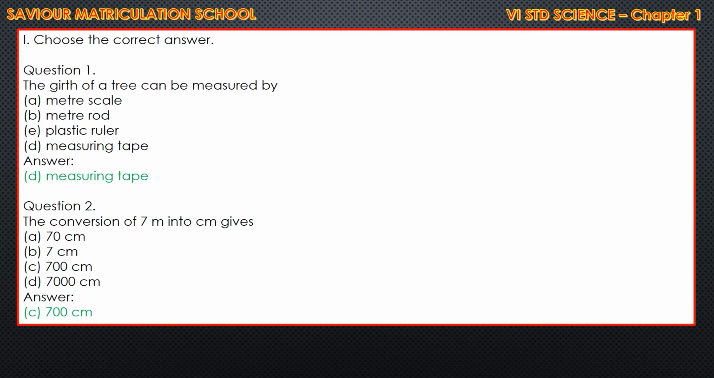So first one we'll see now. The girth of a tree can be measured by. So 4 options are given: meter scale, meter rod, plastic ruler and measuring tape. So the correct answer is measuring tape.